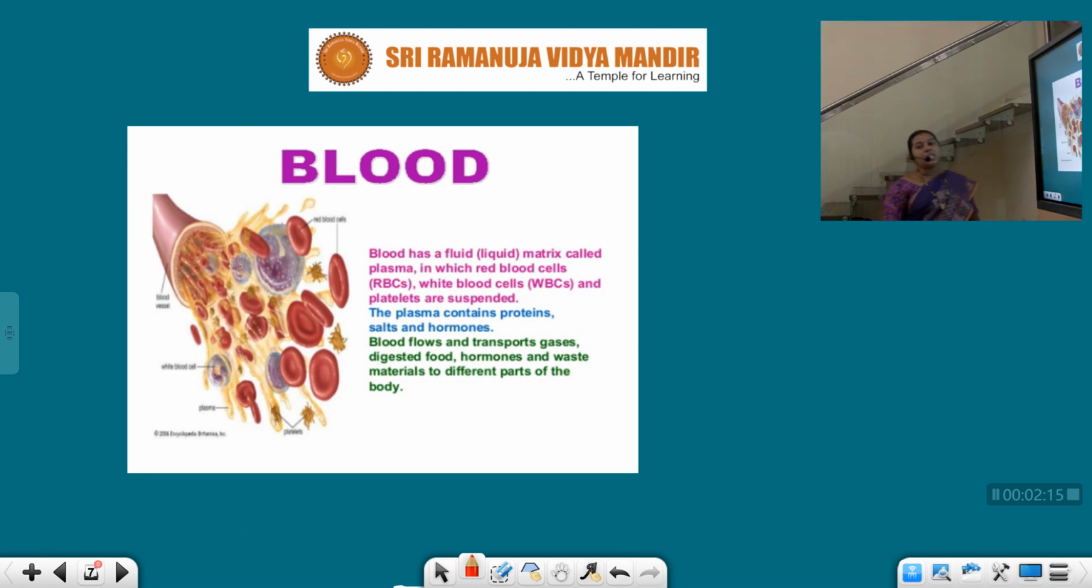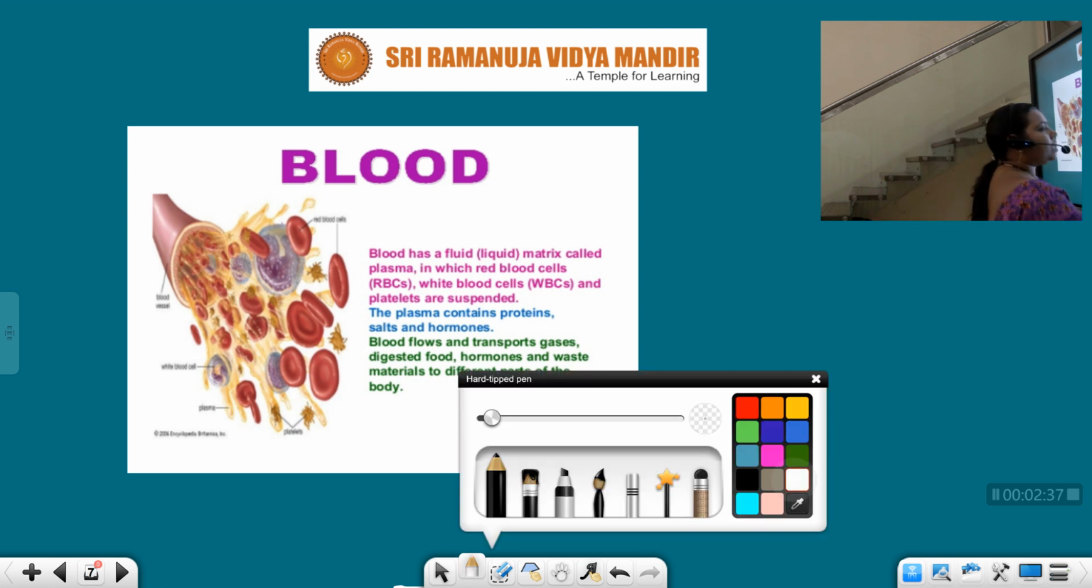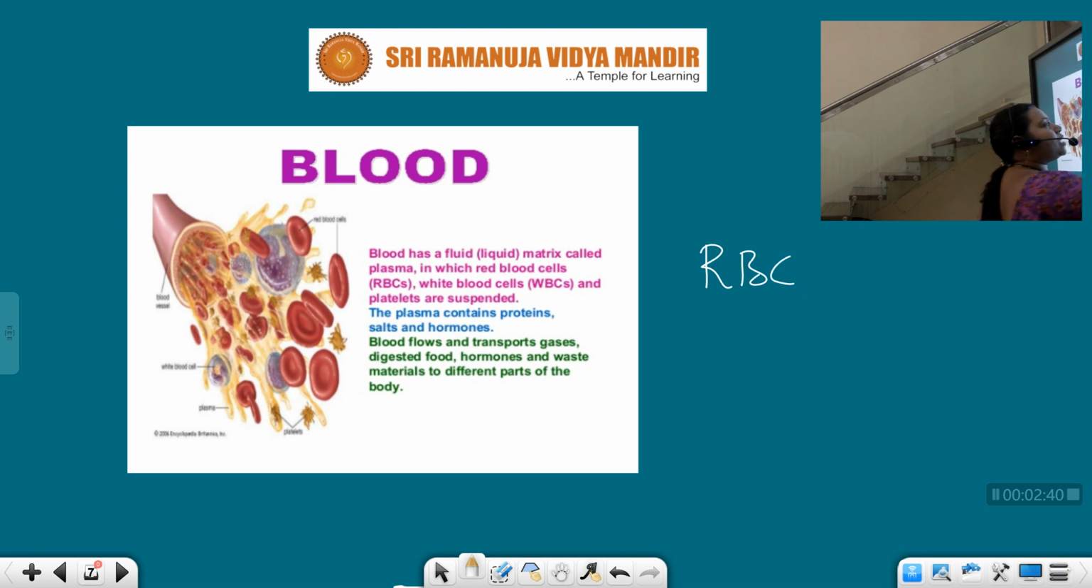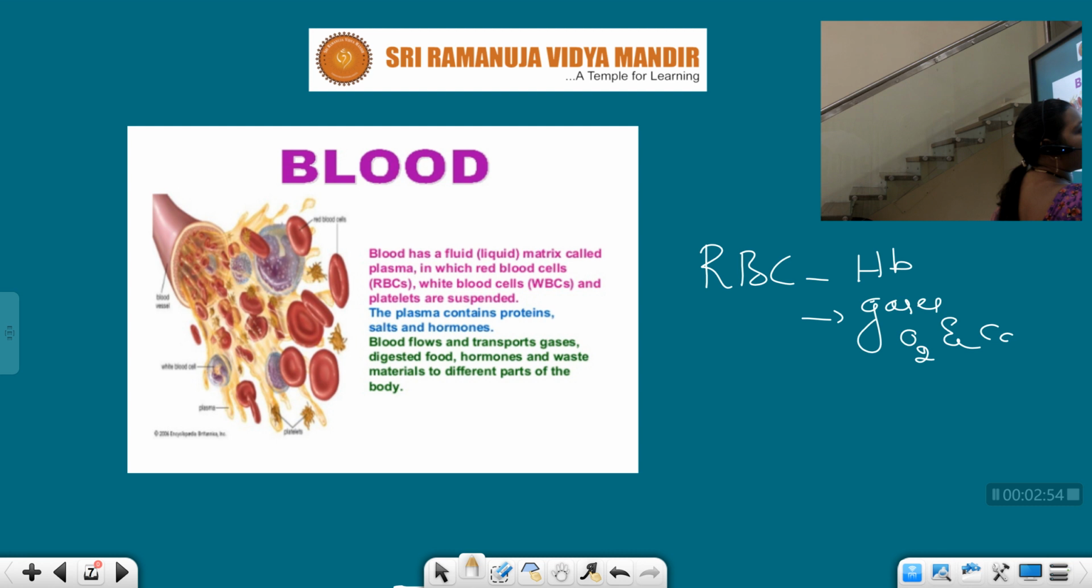You know children, blood is one of the fluid connective tissues. First let us discuss the blood. Blood has a fluid matrix called plasma, in which red blood cells, WBC and thrombocytes are present. RBC is also called erythrocytes, as it has the hemoglobin (Hb) pigment, so our blood appears red in color, and it also helps in the transportation of gases such as oxygen and carbon dioxide.